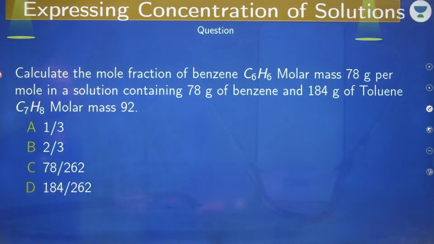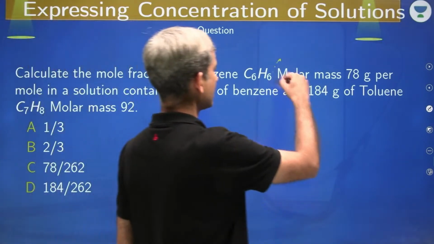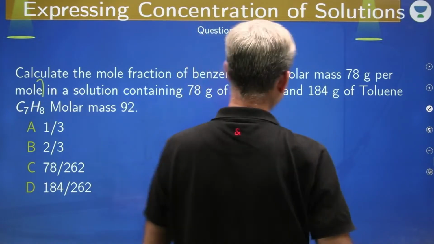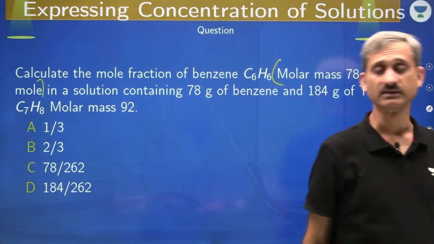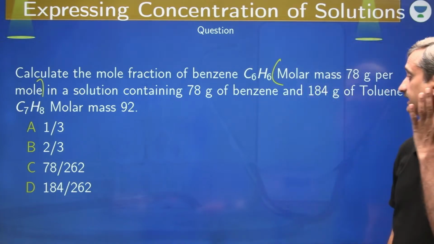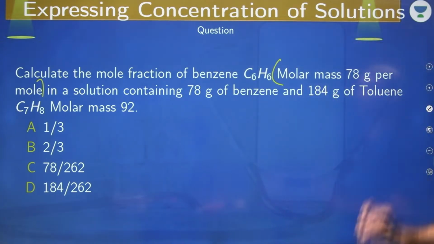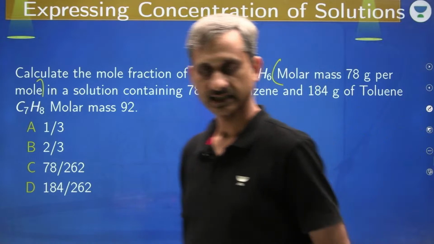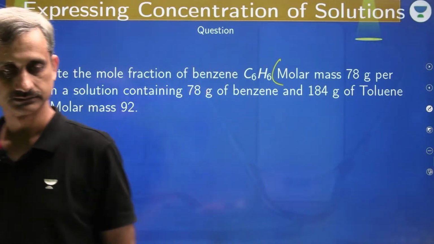Calculate the mole fraction of benzene, C6H6, which has a molar mass of 78 grams per mole, in a solution containing 78 grams of benzene and 184 grams of toluene, which has a molar mass of 92. Please give me the answer.